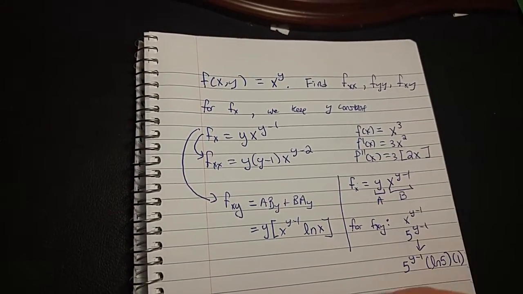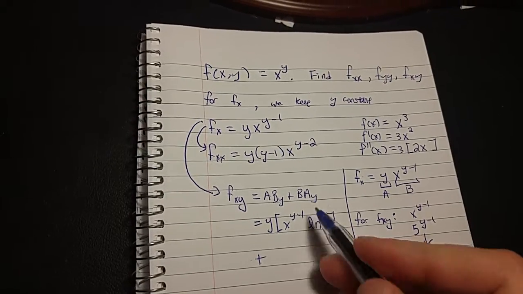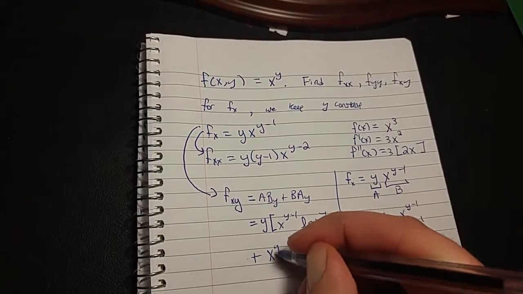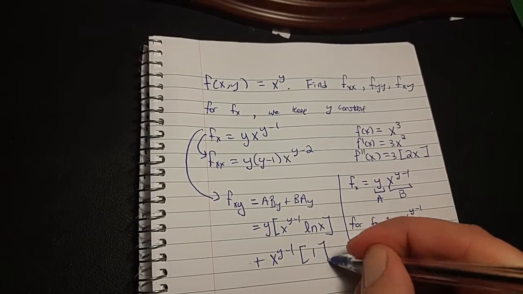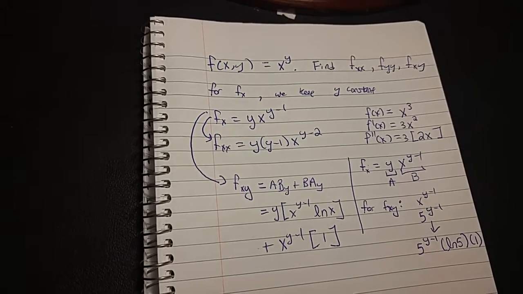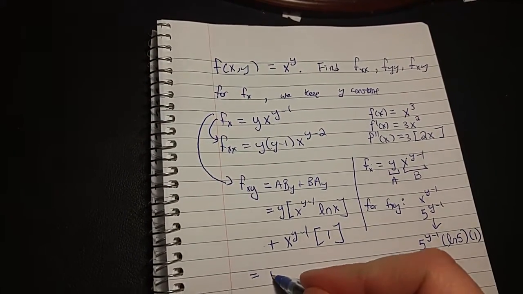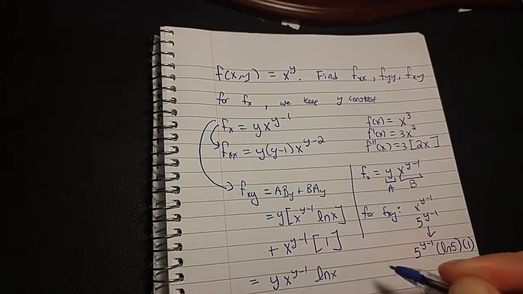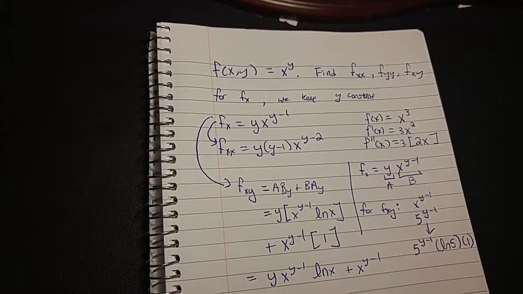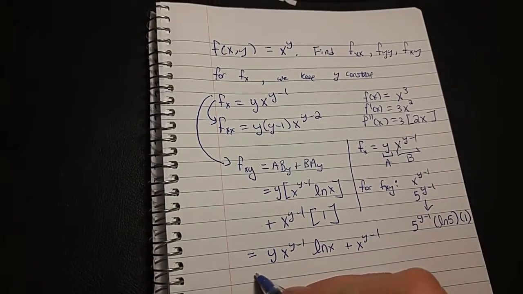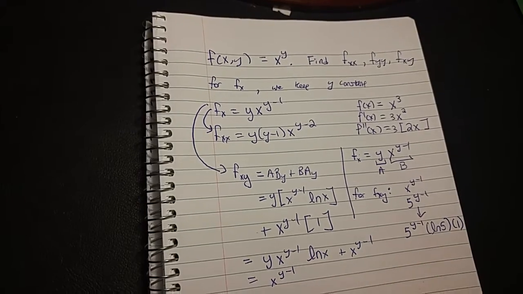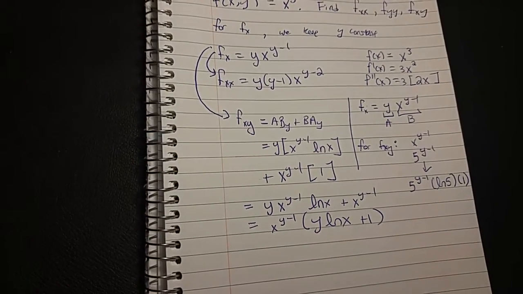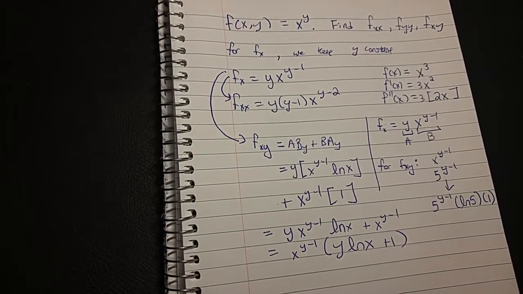That's the first part of the product rule, plus the second part of the product rule, b times a prime. b is x to the y minus 1, and then multiply by the derivative of y. Derivative of y is 1. So I can rewrite that as y x to the y minus 1 times the ln of x plus x to the y minus 1. And then you can common factor x to the y minus 1 out, and you have y times the ln of x plus 1 as a simplified form. Almost done. We need the f double y derivative.